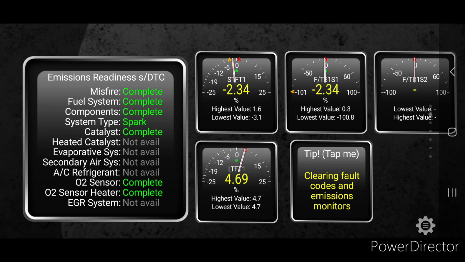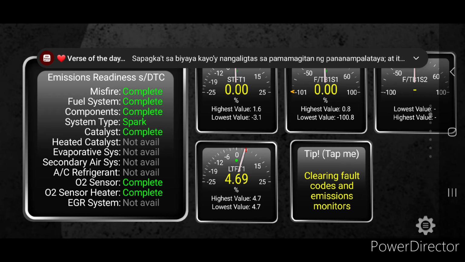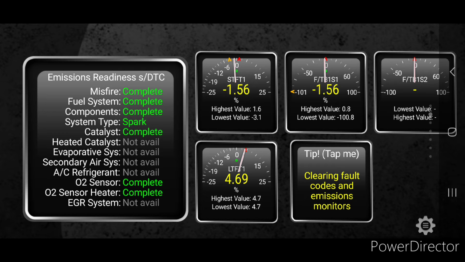So at that age of the vehicle, long-term fuel trim is adding 4%. That's good for this vehicle, guys. So our vehicle is not producing bad emission, guys. As you can see, the short-term fuel trim is on 0.1. So we have no problem with our engine.